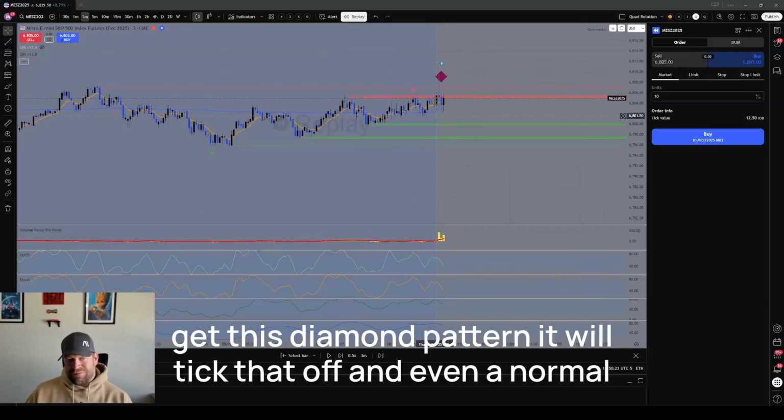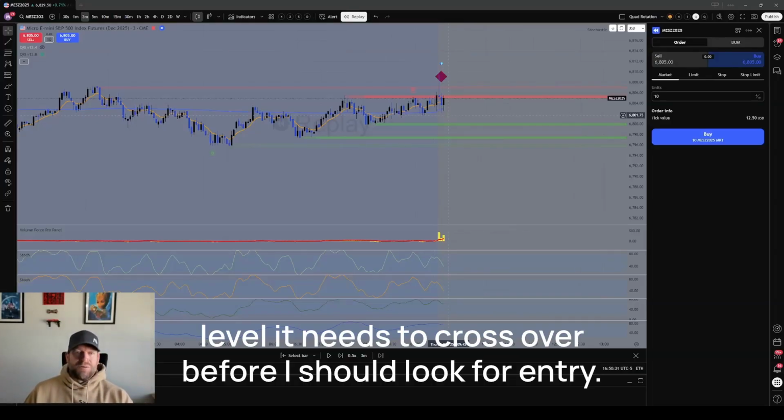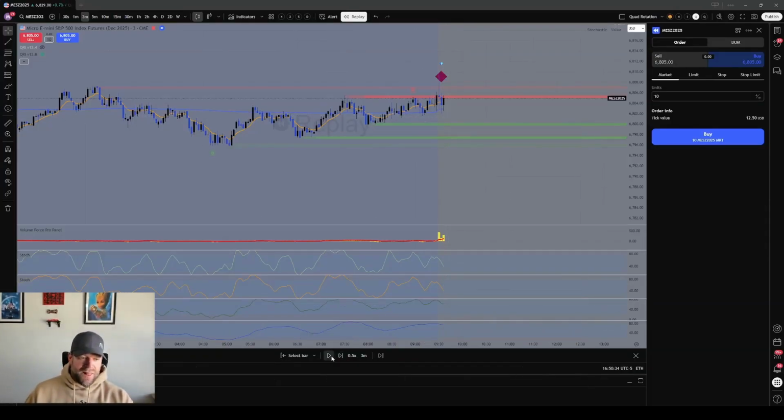And I actually am building it in so that whenever I get this diamond pattern, it will tick that off. And even in a normal A setup, it will draw a dotted line across here to tell me what level it needs to cross over before I should look for entry.